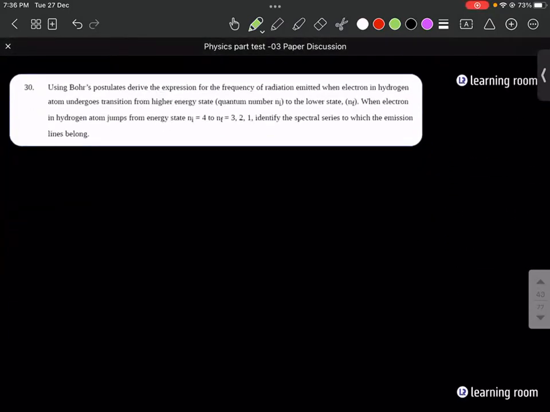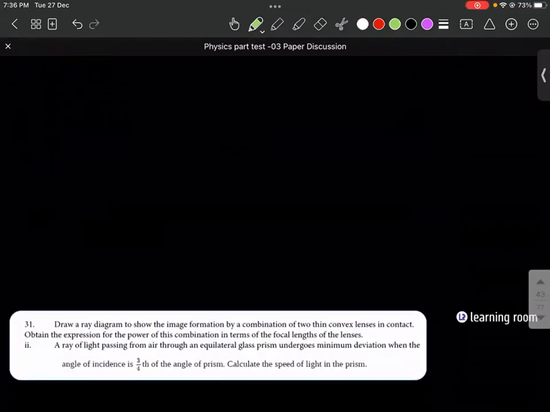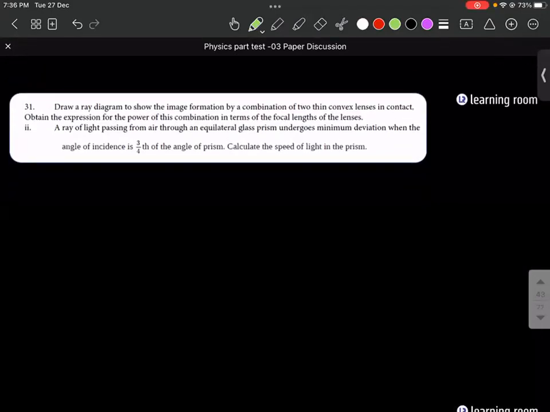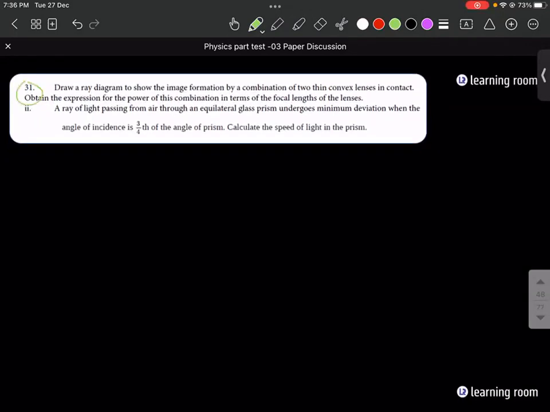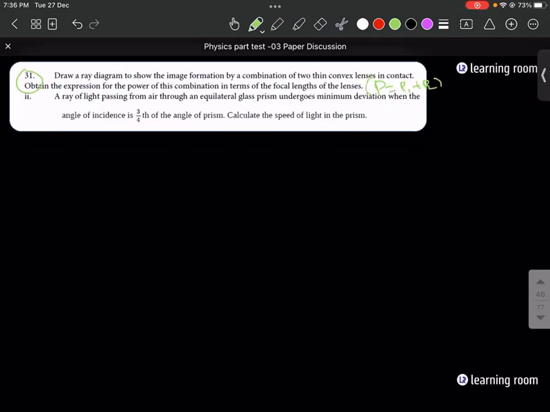See, this is a derivation again. You can refer to the video. The first part is again a derivation. So what will be the power of the combination? P will be equal to P1 plus P2.